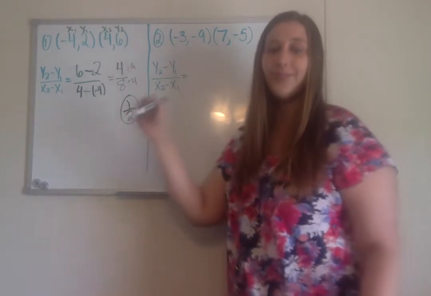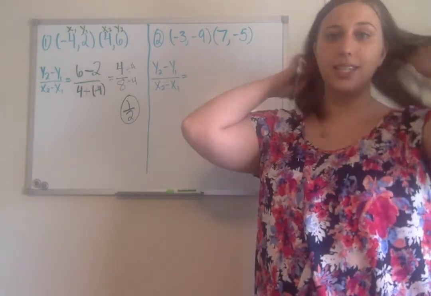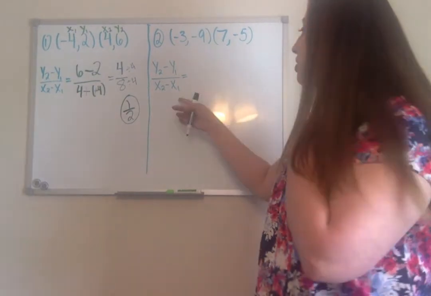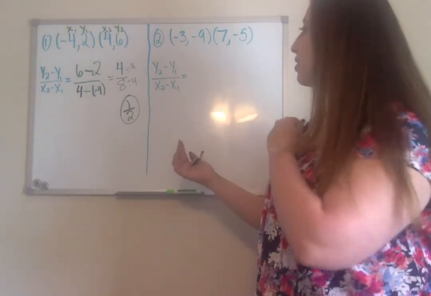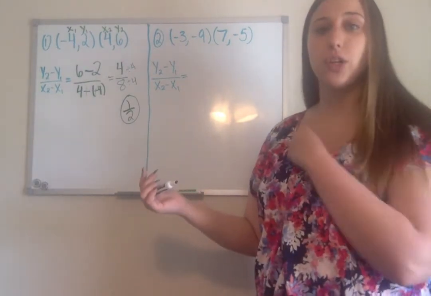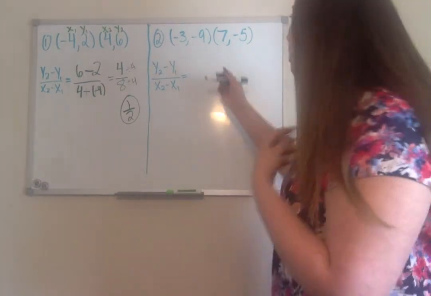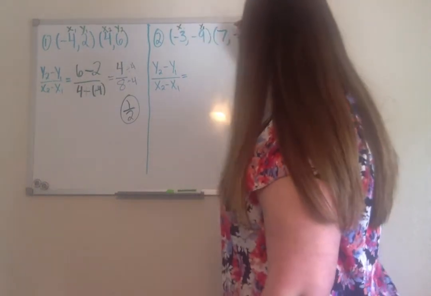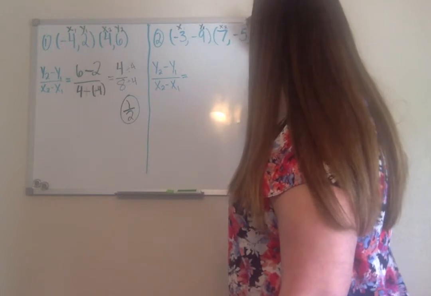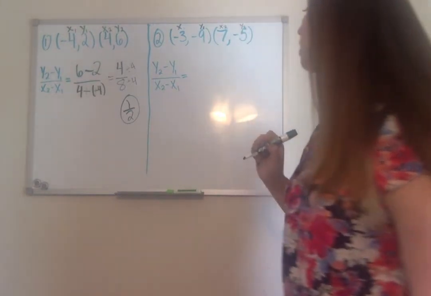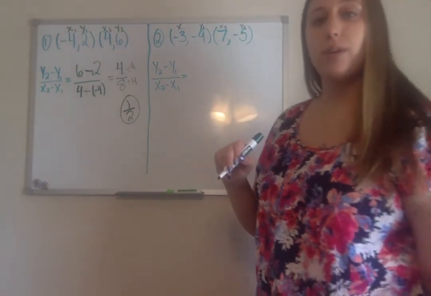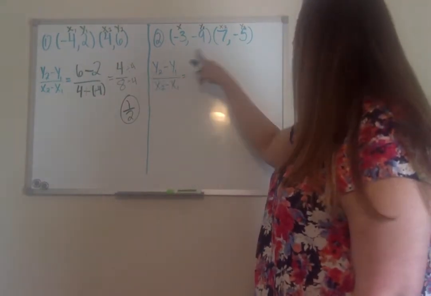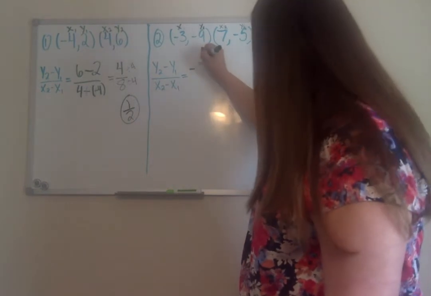Alright you guys, so next example, it's all really the same exact thing. We're just using this formula to figure out the slope. So again, we have to start by labeling our points. First ordered pair is going to be x1, then y1. Second ordered pair is going to be x2, then y2. Our points are labeled, so now we just have to fill them in correctly into the formula. We start with y2, which is negative 5 in this case.